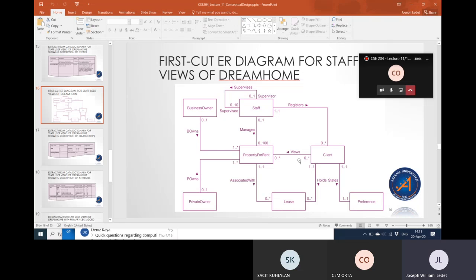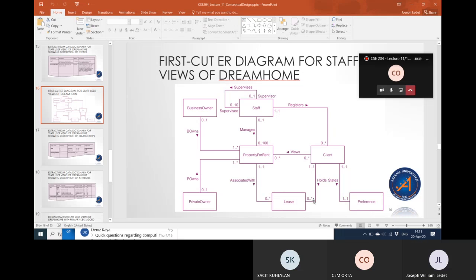Right, and so now we have this, which is how the property for rent is related to the client if someone rents an apartment. Property for rent can be associated with a lease or many leases. A client can be associated with a lease, but notice that if a lease exists, it can only be with one client. It can only be with one property. A lease represents a client renting a property.